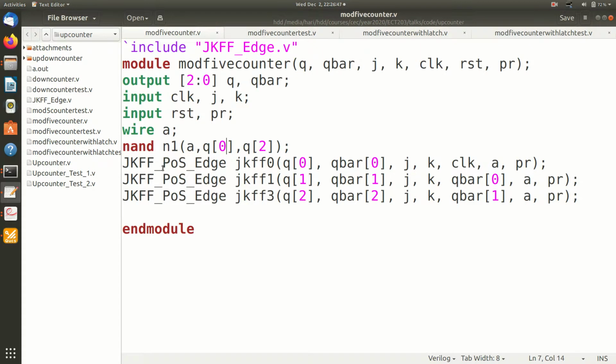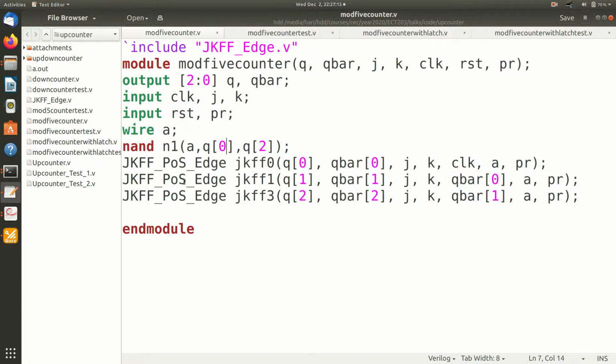Then I make 3 instances of my JK flip-flop. Even though in this file the device is JKF of pos edge, I give some name. Its outputs are Q0 and Q bar 0. Inputs are JK and clock, this is the external clock, and clear is connected to A, that is the output of the NAND, and a preset. Preset is not used here.